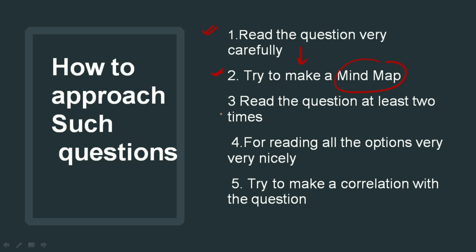For making the mind map, read the question at least twice. The first reading should be done in order to understand the question. The second reading should be done in order to make the mind map. How to make it, I'll explain to you. The next point is to read all the options very nicely. After reading the question twice, read the options as well, reason being, we have to find out the answer only. We need not conclude anything else. We have to focus only upon the options given.